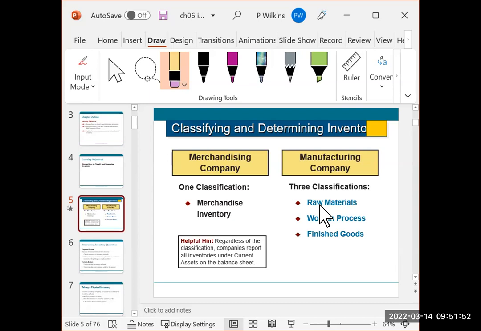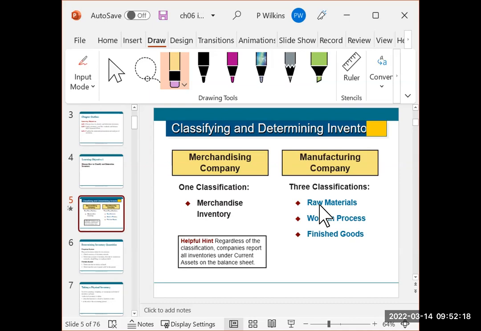Now, we also have companies that may be making their product from scratch, and those would be manufacturing companies. When you have manufacturing companies, your inventory is classified into 3 sections. Let's say that you were going to make Coca-Cola. Your raw materials would be sugar, coloring, carbonated water, aluminum for the cans, and ink to print the cans. Those would all be your raw materials, okay?